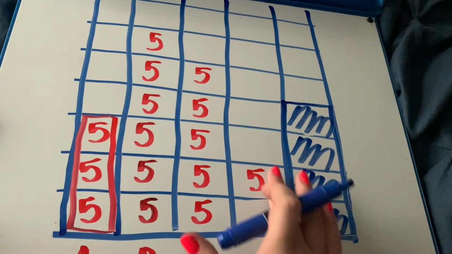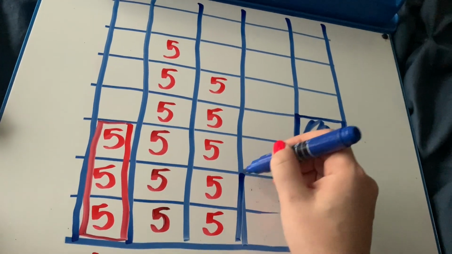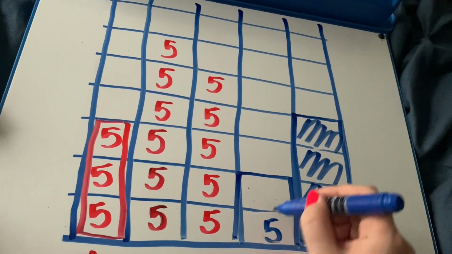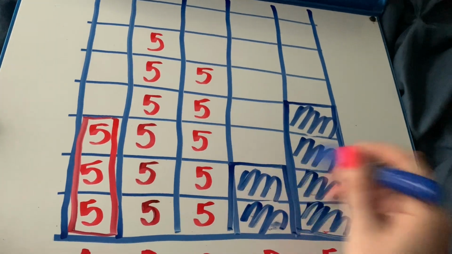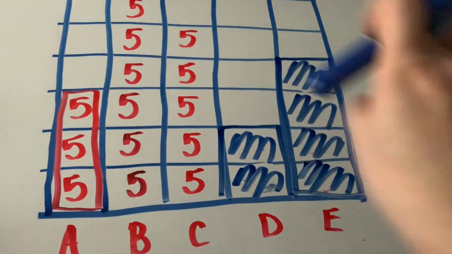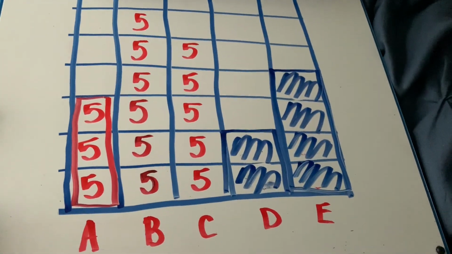Then I had this. Oops, we just erased that. Why are you coloring that in again? I meant to color it in. So this is what a bar graph looks like. This is how we're starting our bar graph.